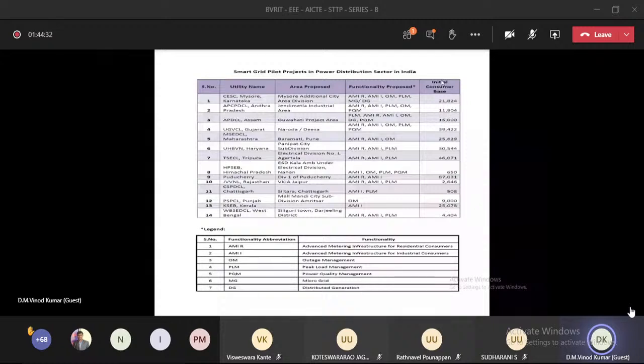And one more thing, if you observe Pondicherry, they will do only these two, AMIR and AMII, industrial as well as residential. They installed smart meters in 87,031 houses. I think out of all 14 projects, this is the highest.